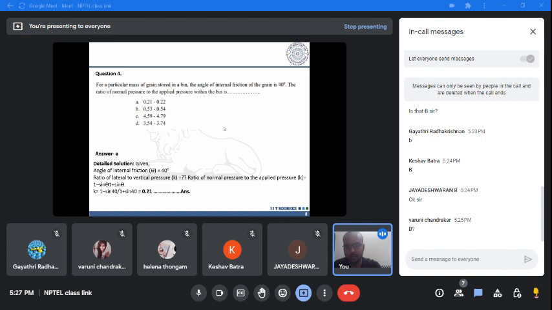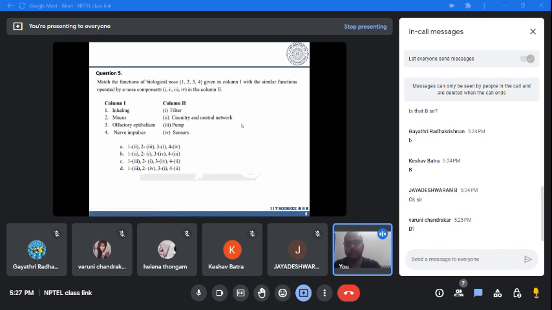You see, it is a very small formula you need to remember here. Then you can put in the values and you will know the correct answer. So like this, you need to remember some formulas to solve the question. Then you will get to know the correct answer. So for this question, A, 0.21 to 0.22, is the correct answer.